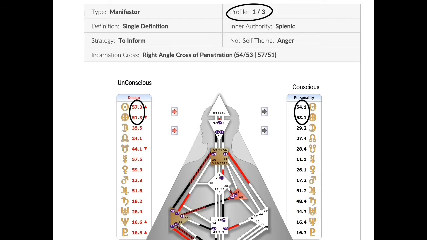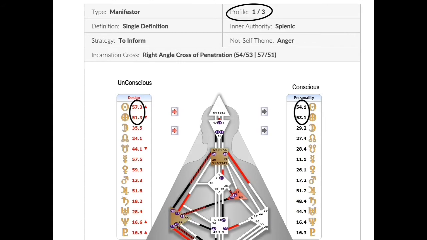And Ra Uru would call this binary consciousness, because we have the personality side, which is a part of us that we're very aware of, that we feel is who we are, but then we may not necessarily know much about the design part of us, or the unconscious part of us, the part of us that other people know about us. And so that's why he would talk about what you believe you are and what you really are.